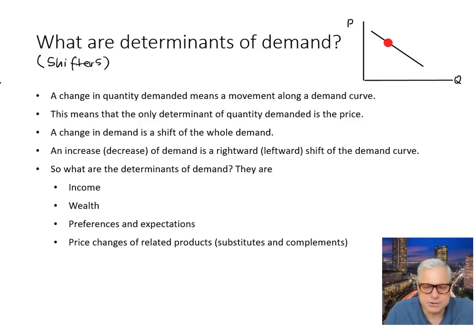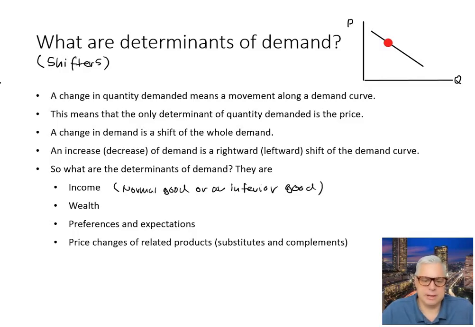Income is a determinant, but it depends on whether the good is said to be a normal good or an inferior good. This is just a heads up for what's coming on the next slide. With wealth, typically what happens is if people get wealthier, they demand more no matter what the price is.